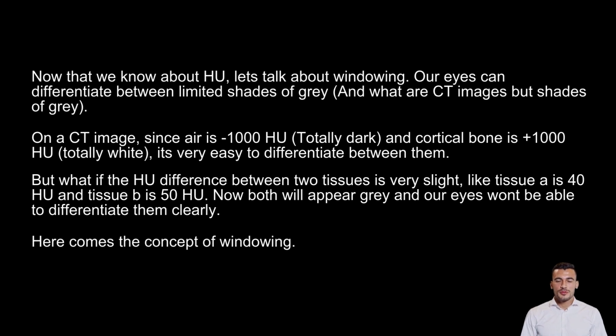Our eyes can differentiate between limited shades of gray and what are CT images but shades of gray. On a CT image, since air is minus 1000 HU, totally dark, and cortical bone is plus 1000 HU, totally white, it's very easy to differentiate between them. But what if the HU difference between two tissues is very slight, like tissue A is 40 HU and tissue B is 50 HU? Now both will appear gray and our eyes won't be able to differentiate them clearly. Here comes the concept of windowing.